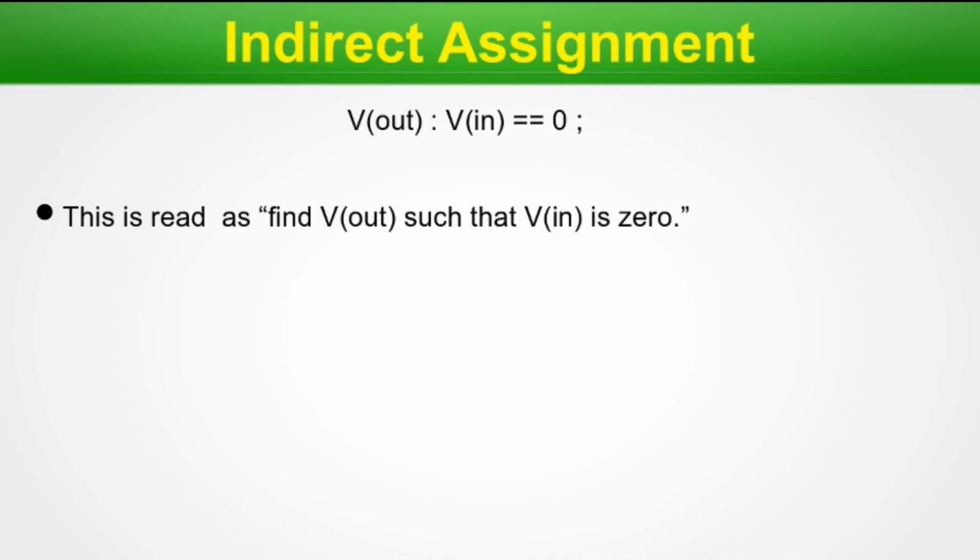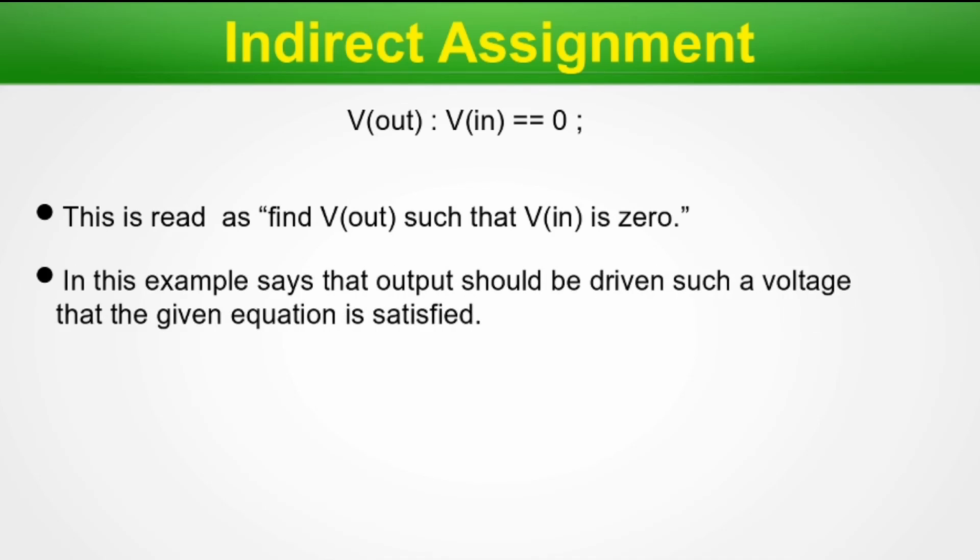A few slides back I told you that we will discuss indirect assignment. So here is an example of an indirect assignment. Here we are using a double equal to operator, as well as a colon between two different types of voltages. So let's see how we read it. This is read as: find V out such that V in is 0.